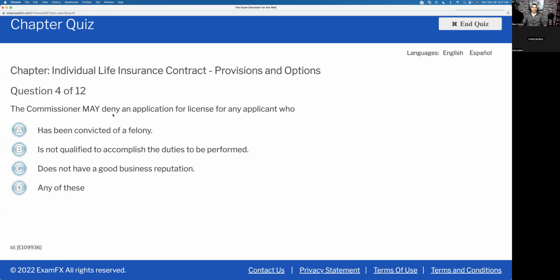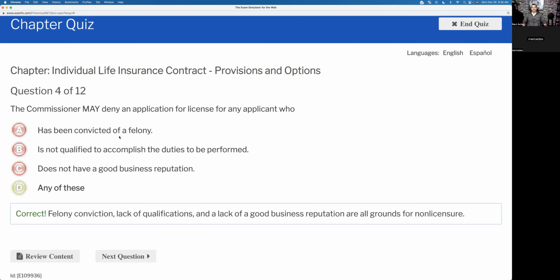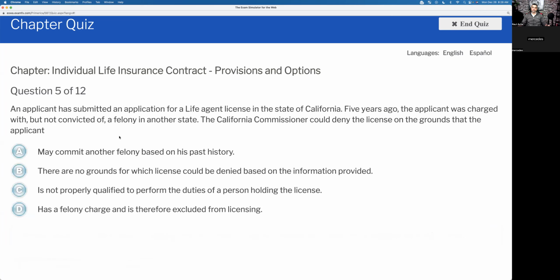The commissioner may deny an application for a license for any applicant who has been convicted of a felony, is not qualified to accomplish the duties to be performed, or does not have a good business reputation. Any of these, I would say, right? You don't have a good reputation, you have a felony, or you don't qualify to accomplish the duties performed. Yep. That one's a common sense one. All right, cool. Let's continue.